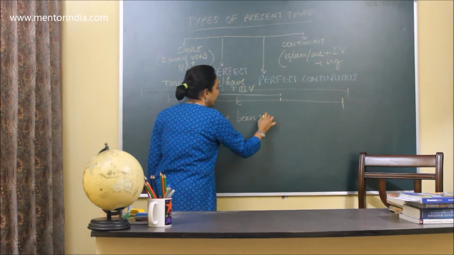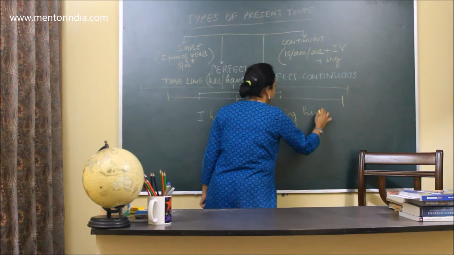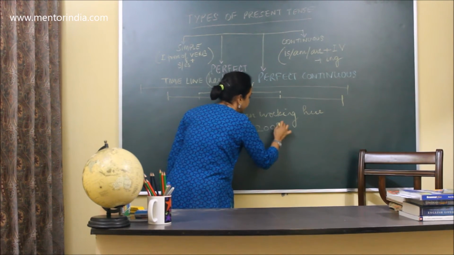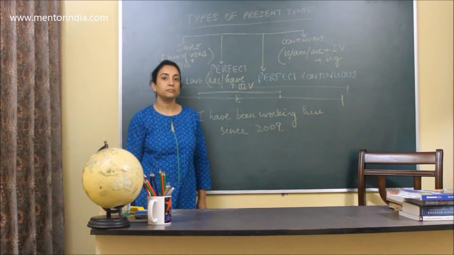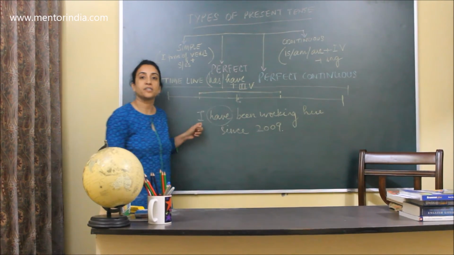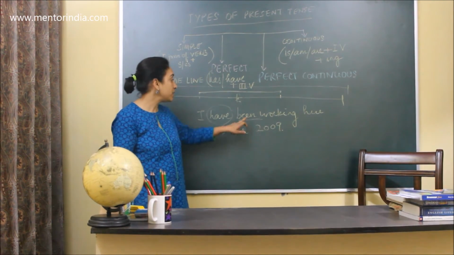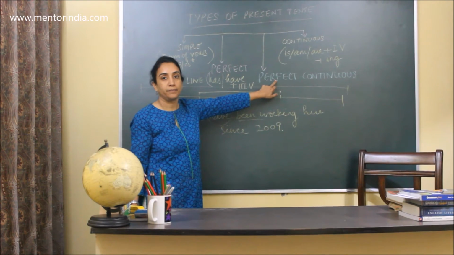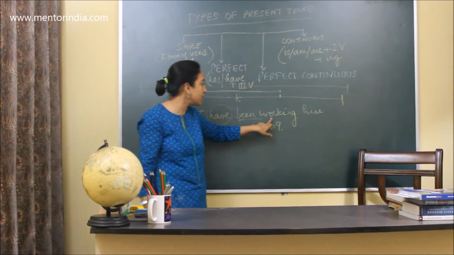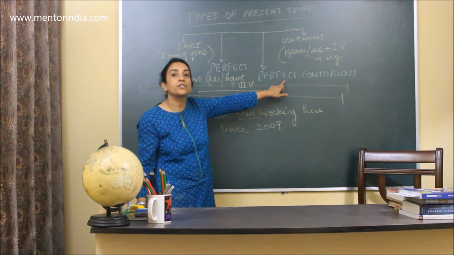I have been working here since 2009. Now look at it. I have. Now have, we know that because the subject is plural, we need to put have here. Where does been come from? Now been here is going to tell us the continuity. Here we are talking about present perfect continuous. That means something that has been working, that has been carrying on, but in a very continuous form.